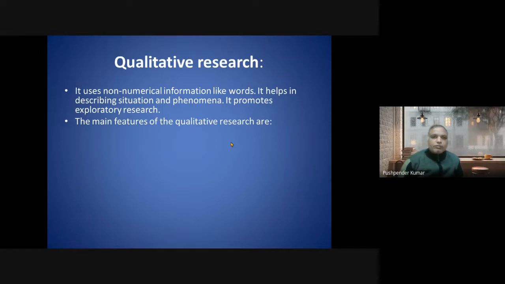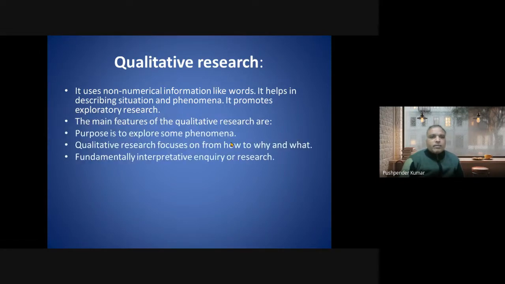So the main features of qualitative research: the purpose is to explore some phenomena. You want to explore something. Qualitative research focuses on how, why and what. Fundamentally, it is interpretive inquiry or research.